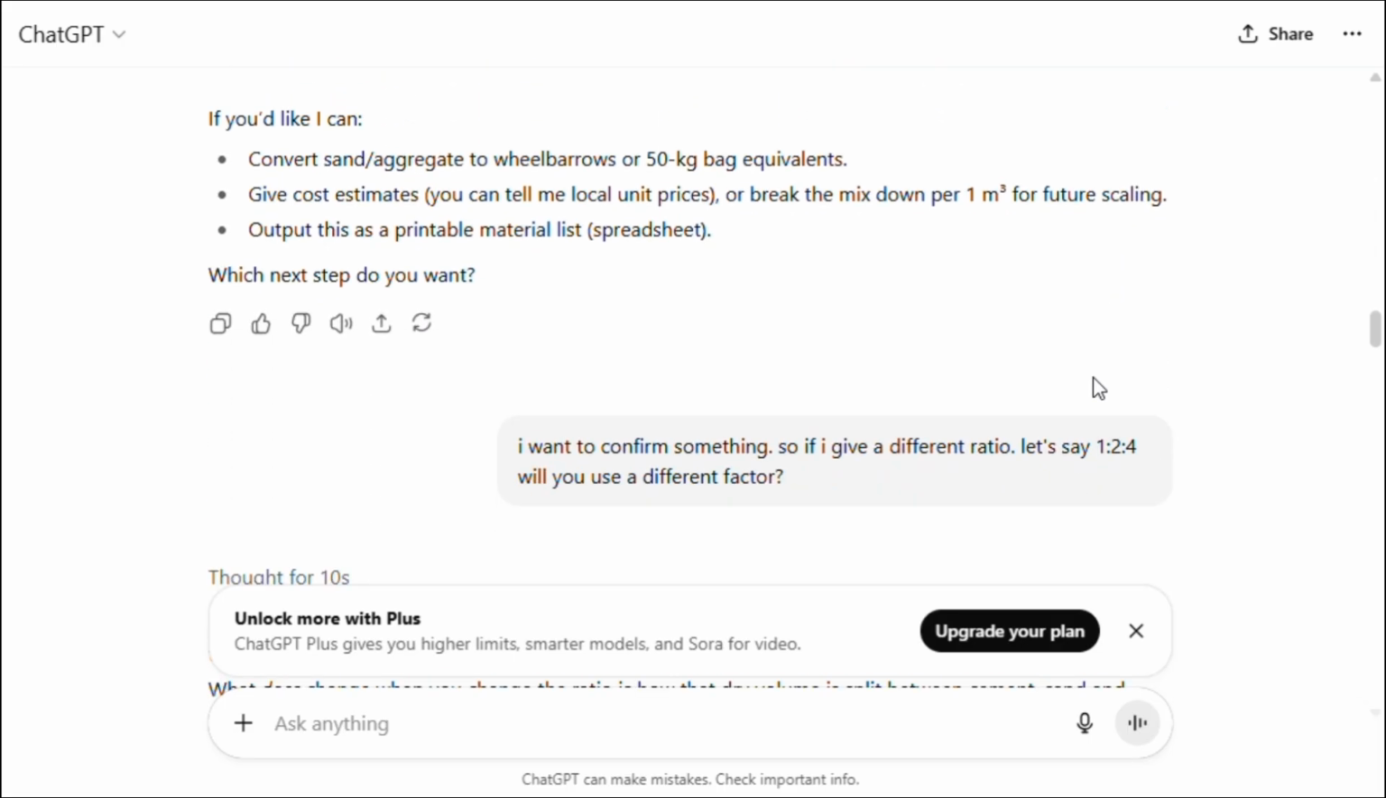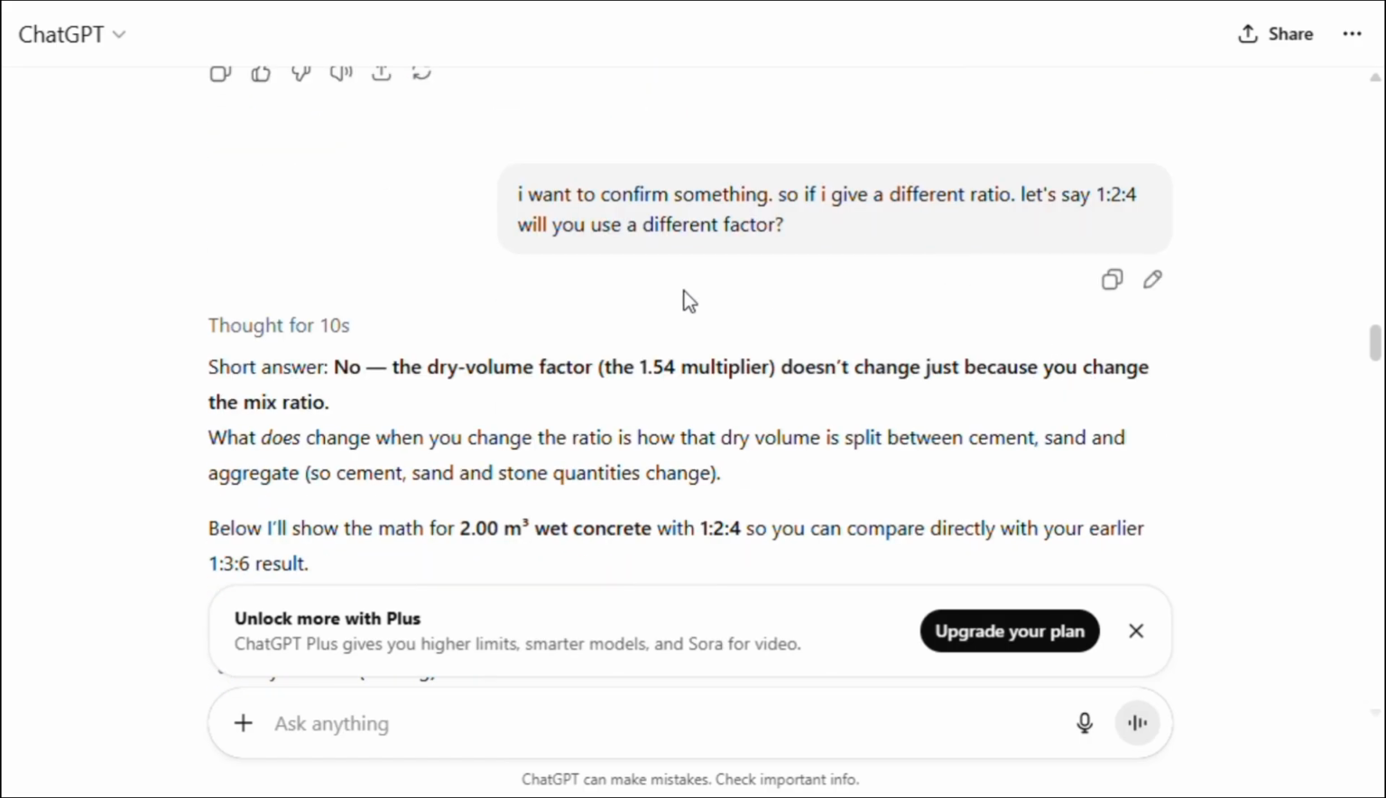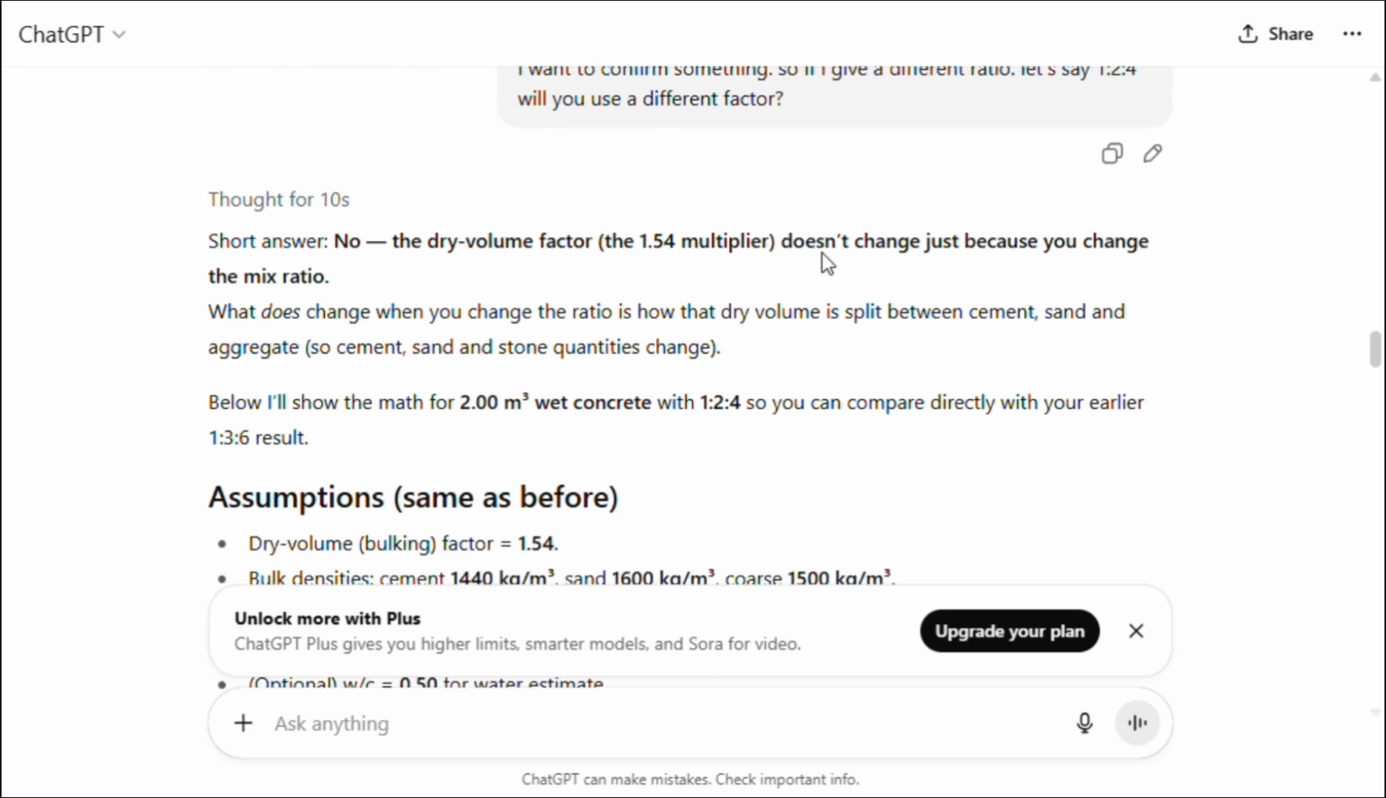I wanted to confirm if I give it a different ratio, if it would still use the same wet and dry volume factor it used, the 1.54. They responded that no, the dry volume factor doesn't change because of the mix ratio. What changes is how the cement and the various components are split.